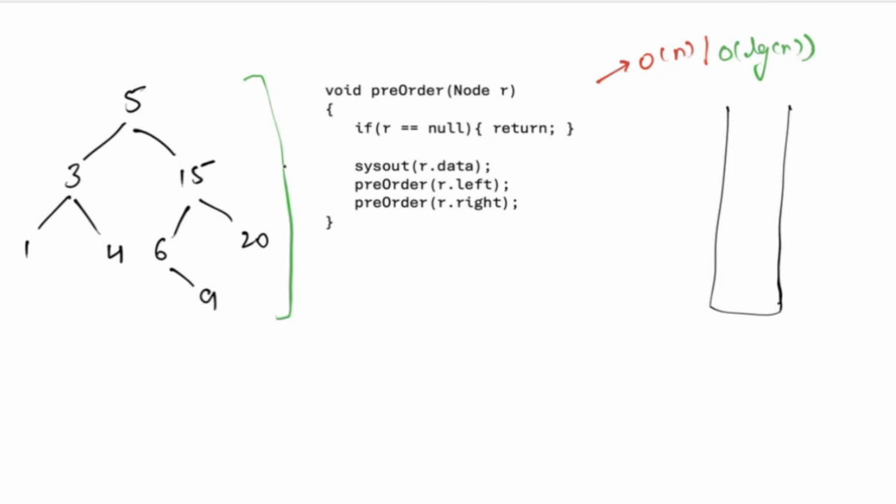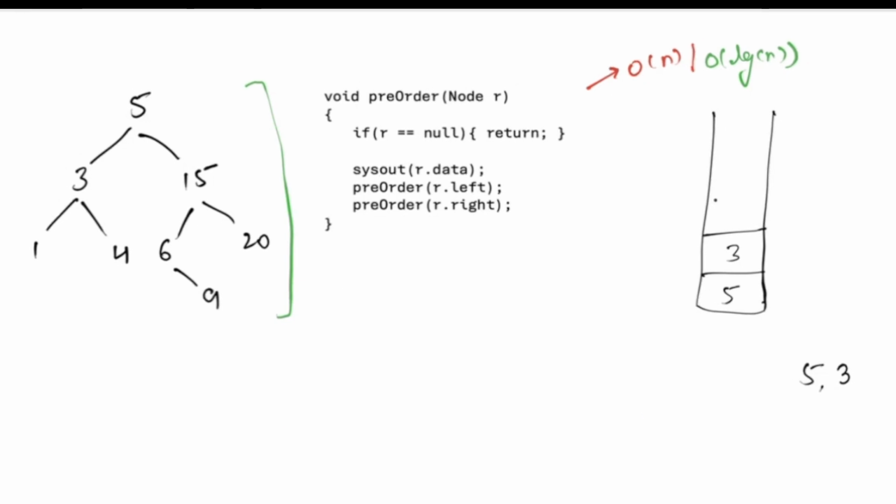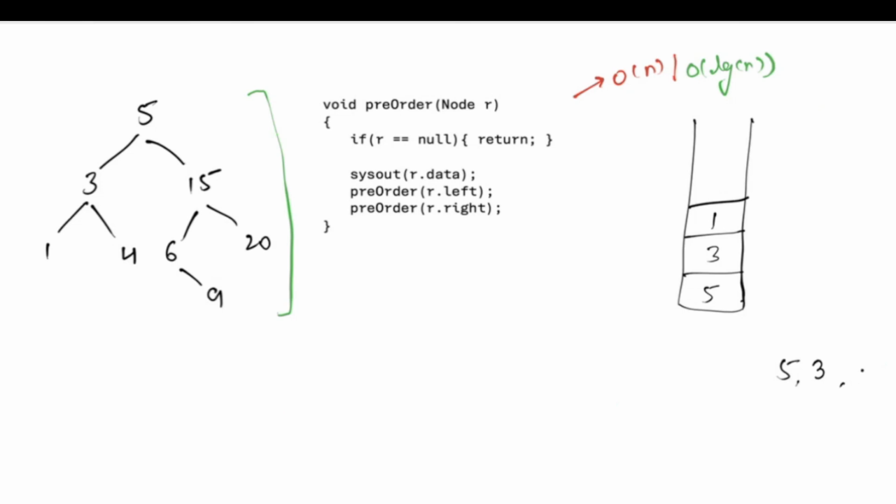So let's see. First, when you call this function, the function will be called for 5. So it will print 5 and then call the function for 3. Then it will print 3 and call the function for 1. Then it will print 1 and call the function for the left side of 1, which is null. Then it will return and call the function for null again, right? So it will call the function for the left of 1 and then the right of 1. Then this will return and this will return.